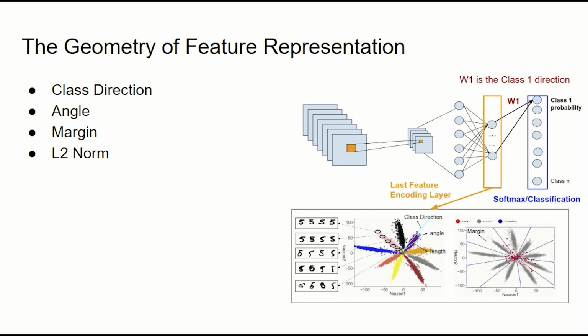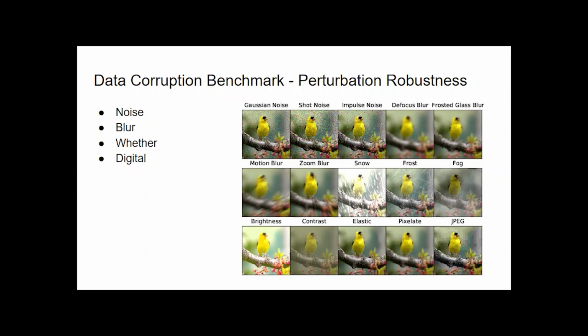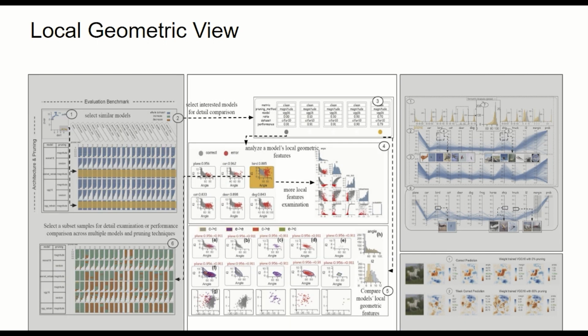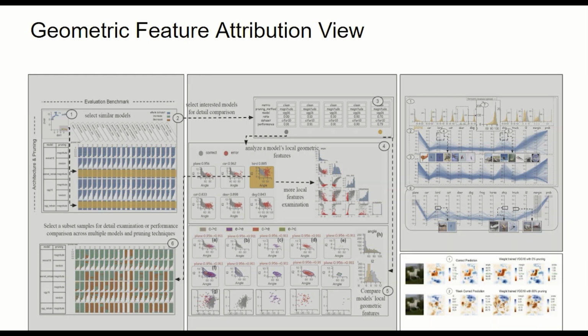We define geometric concepts, class direction, angle, margin, and error tolerance to describe each feature representation. We evaluate a model's robustness with common input perturbations, including noise, blur, weather, and digital perturbation, and understand their impact on the geometry of the model's feature representation. This image corruption does not change the semantics of the image, and humans have no trouble recognizing these images. In this work, we design multiple views and link these views together to address domain tasks, which include the evaluation table view, local geometry view, global geometry view, and geometric feature attribution view.